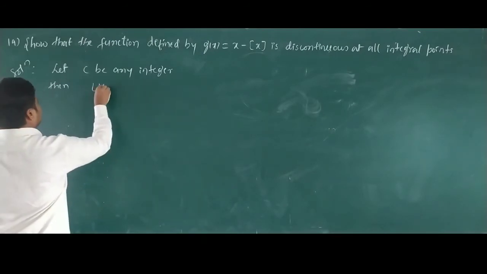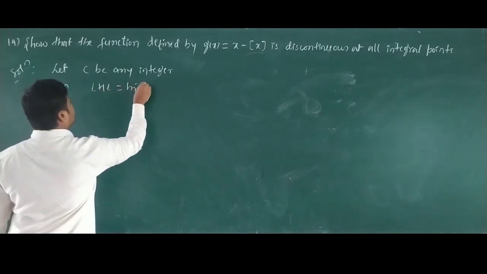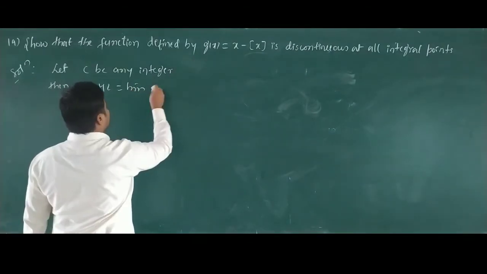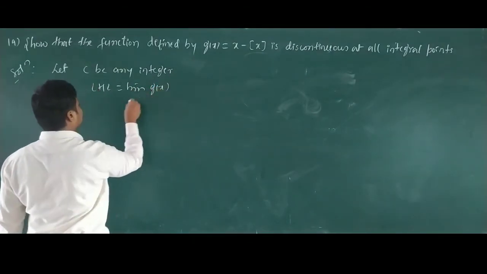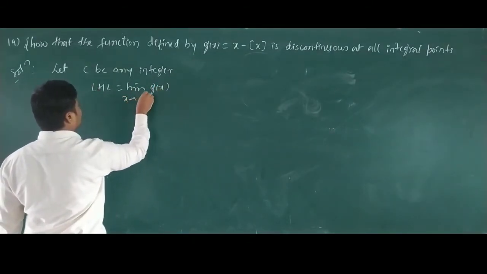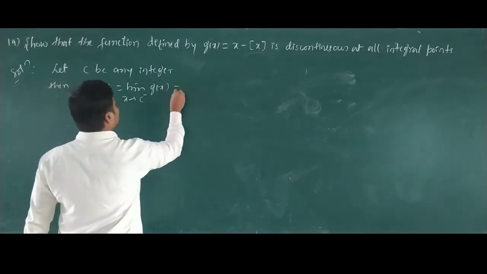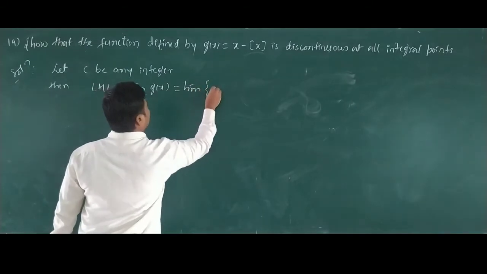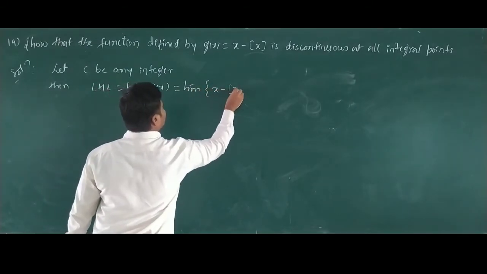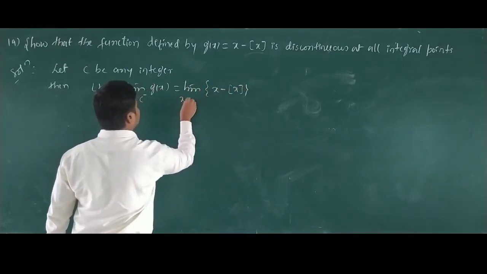So LHL. Limit of g of x, where g is a function, as x tends to C minus. C minus means a number slightly less than C. This is equal to limit of x minus greatest integer x as x tends to C minus.